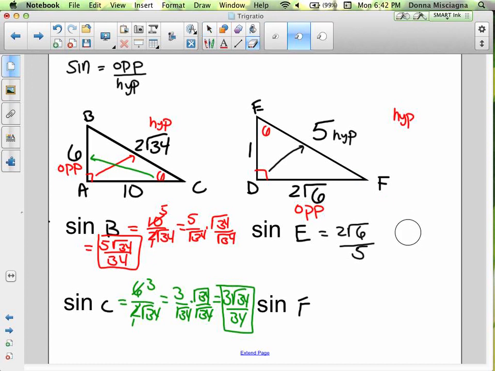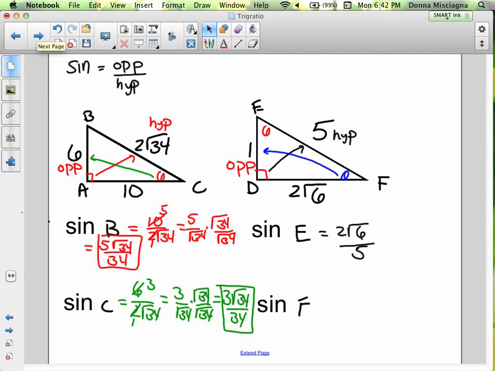Oh, I forgot I had a hypotenuse over here. That's okay, I wrote it in. All right, so now we're working with angle F. Opposite angle F is this side over here. So now this one's the opposite. And that means the sine ratio, opposite over hypotenuse, is going to be 1/5. And we're done with this one.